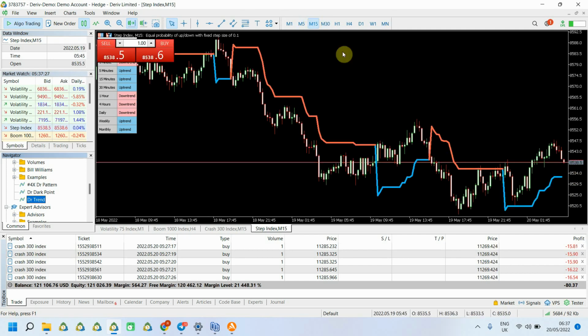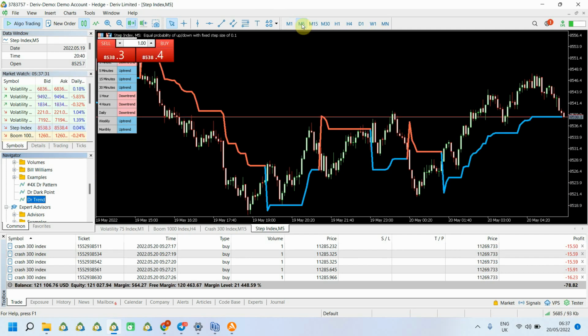Let's look at it on 15 minutes. It's not yet there on 15 minutes either. Let's look at it on 5 minutes. Now, on 5 minutes, the market is almost at the blue level. The market has confirmed right from this point and it has retested, like I told you.